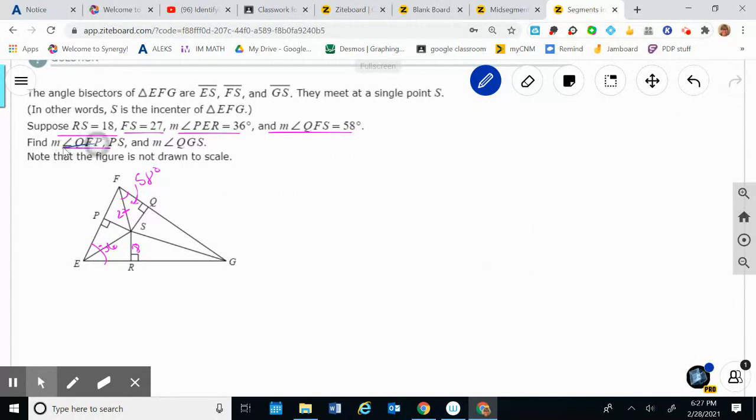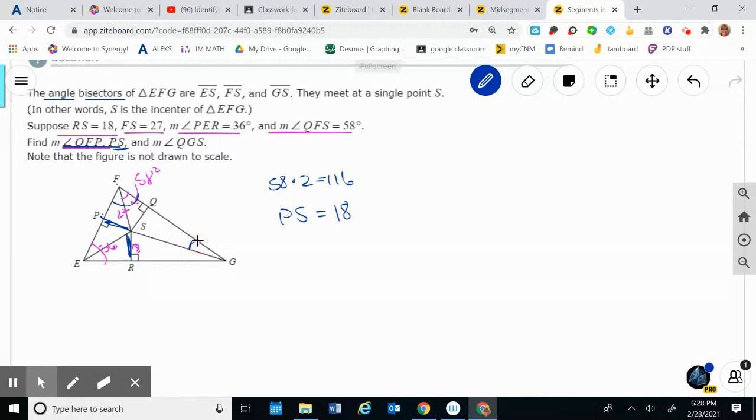Find QFP. It's going to be double that because these are angle bisectors. So 58 times 2, which is 116. The way you do that quick, you guys, is 2 times 50 plus 2 times 8, which is 16. So 2 times 50 is 100 plus 16, 116. All right. PS is going to be the same thing as this one, so PS is equal to 18. Okay, and lastly, QGS.